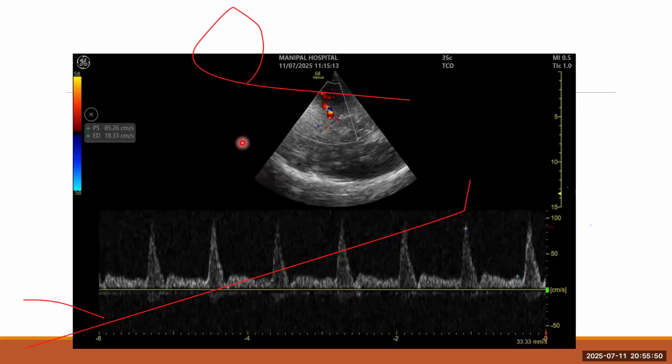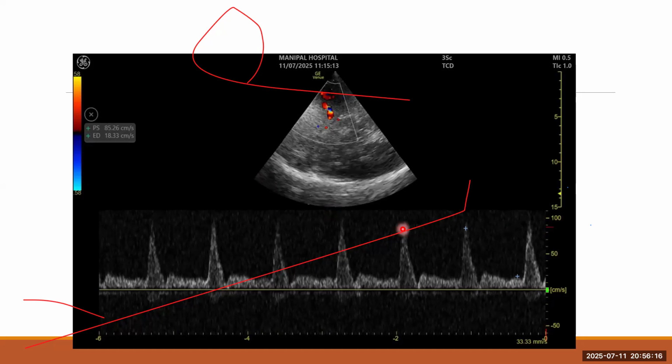Window waveform analysis. Can anyone do it? Transtemporal window, ipsilateral MCA. Yeah. Upstroke is good, but the stepwise deceleration pattern is not there, the downstroke is rapid. Yeah, so the peak systolic velocity is very high.